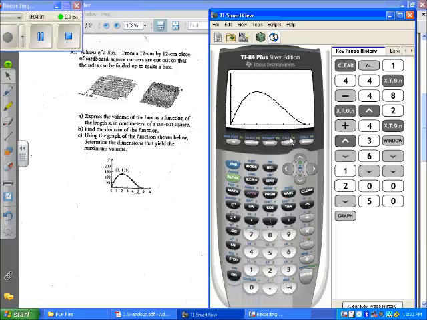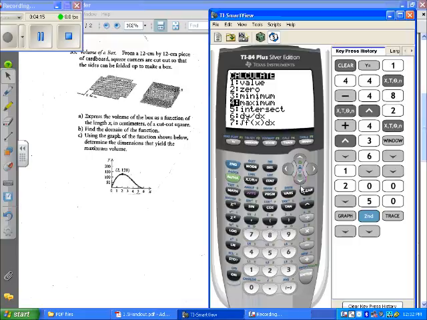The way we do that is we have this calc button up here. We're going to hit second, calc. There's a minimum, a maximum, and many other functions on here, but we're going to use maximum because we're looking for the maximum. So go down to maximum.